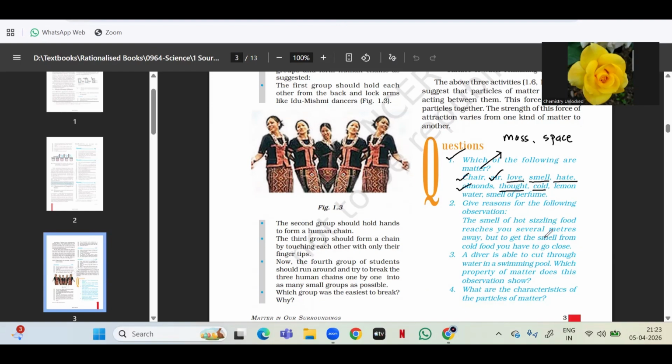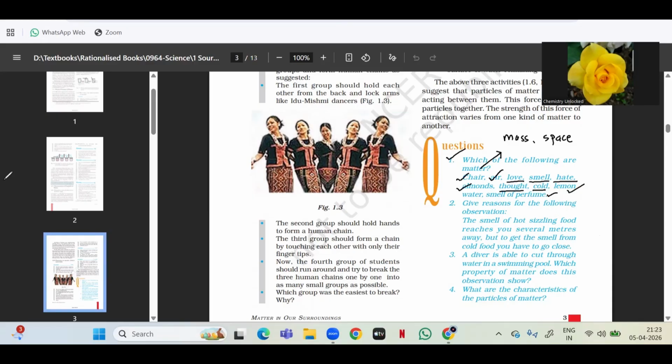Almonds, yes, they have mass, they do occupy space. Lemon water has mass. Smell of perfume, again, when perfume comes into the picture, then it's matter. Small particles are traveling through air. So smell of perfume, I'll put a tick mark.